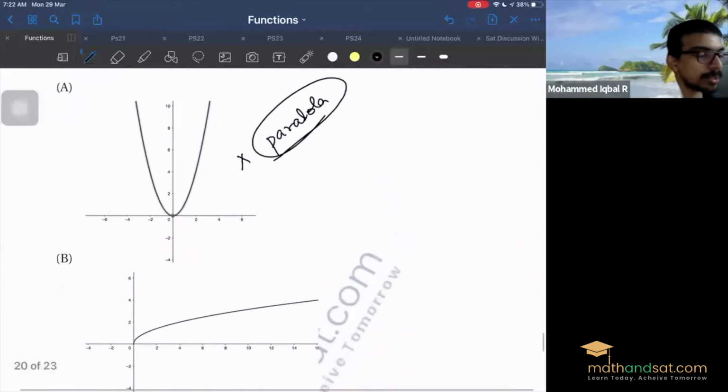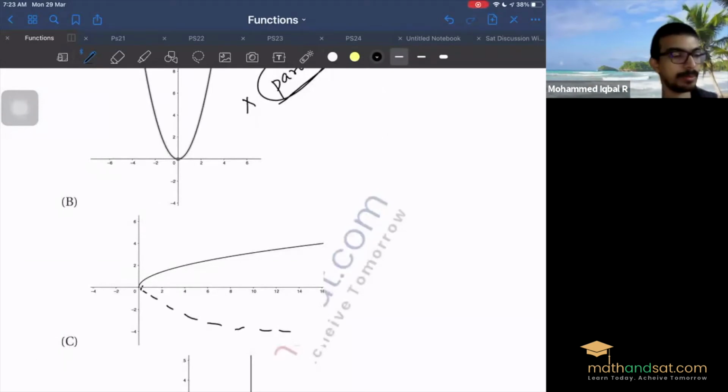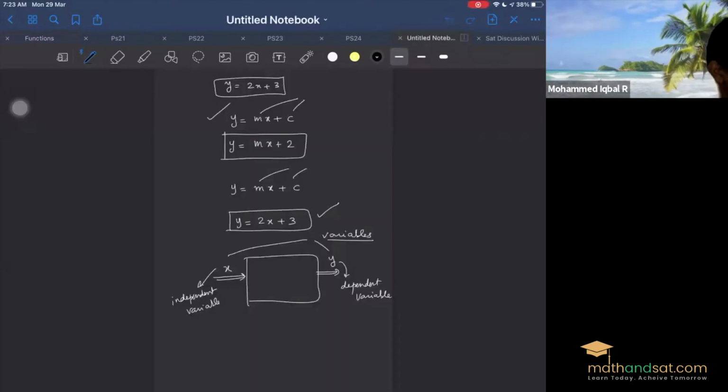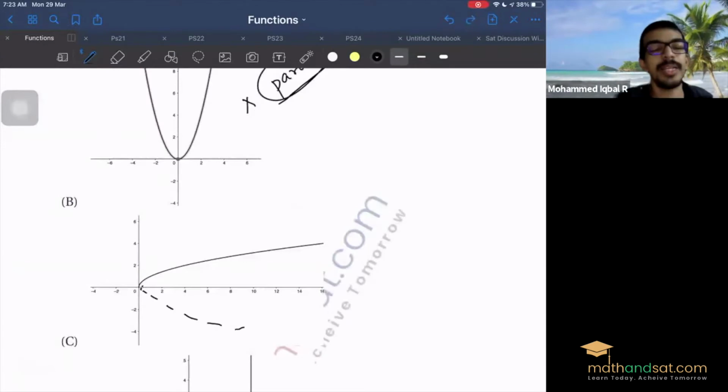What about this? This is also again a parabola. It's actually a part of the parabola. But this is also not a linear function because it's not a straight line.